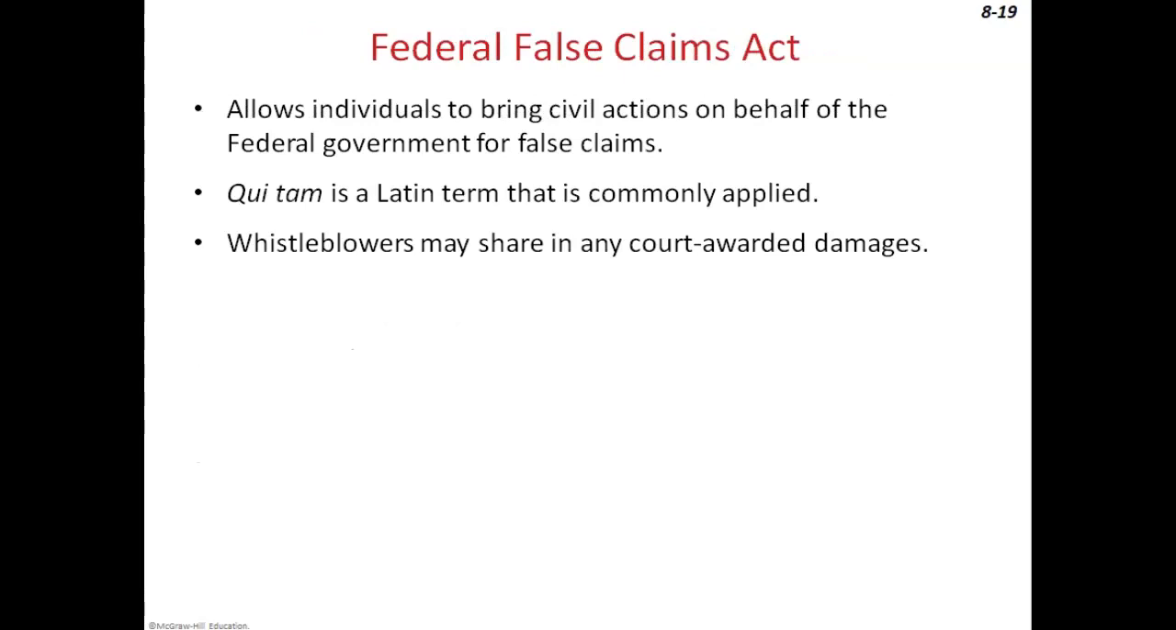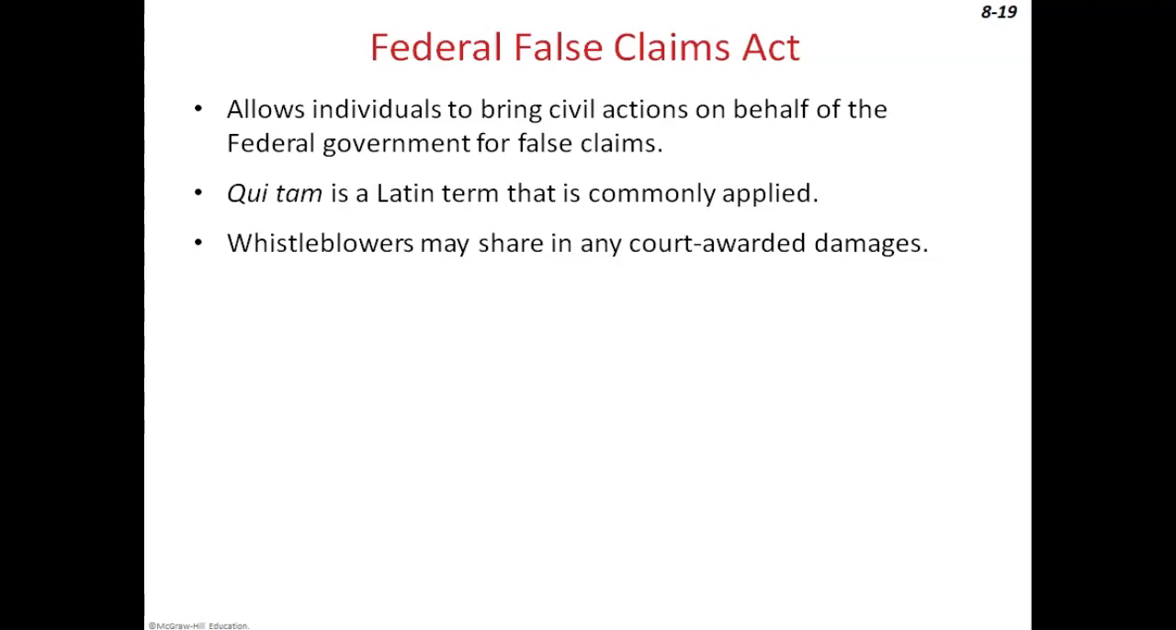The Federal False Claims Act is a law that allows for individuals to bring civil actions on behalf of the U.S. government for false claims made to the federal government under a provision of the law called qui tam, from the Latin meaning to bring an action for the king and for oneself. These are commonly referred to as whistleblowers, and if you are the person that brings the attention to these problems, you can share a portion in the court-awarded damages.